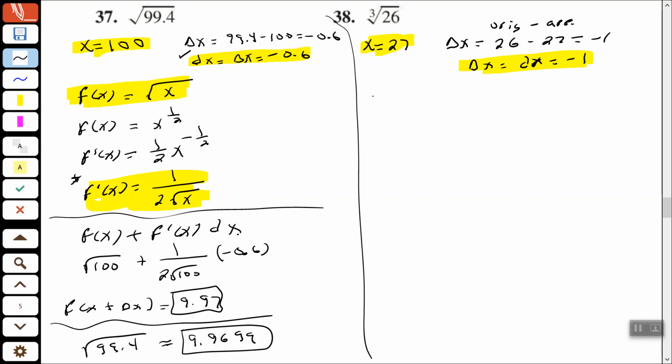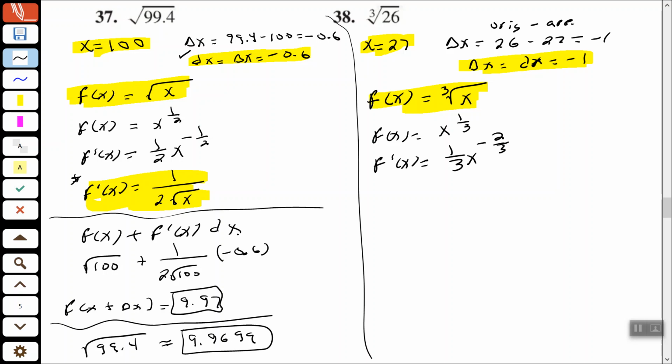We use the base function, this time the cube root of x. So we need to find the first derivative of that. Let's rewrite it as x to the 1/3 power. Therefore, f prime of x is equal to 1/3 of x to the negative 2/3. Therefore, f prime of x is equal to 1 over 3 times the cube root of x squared.